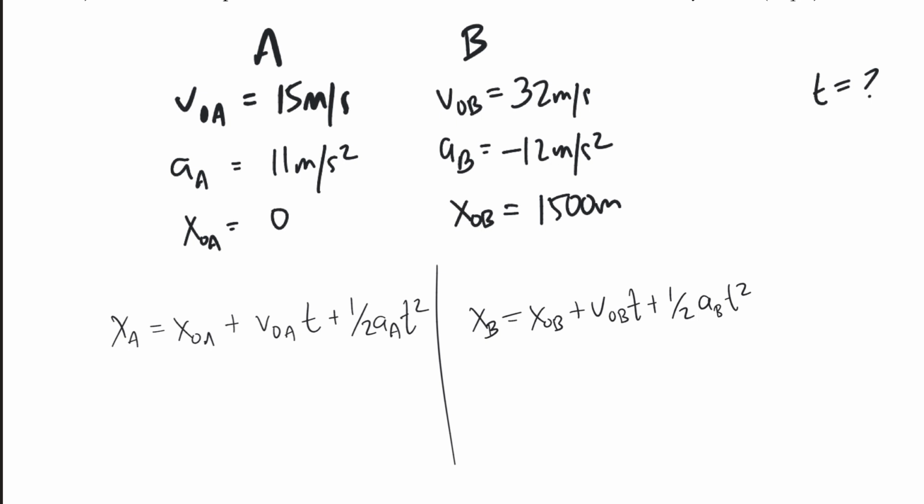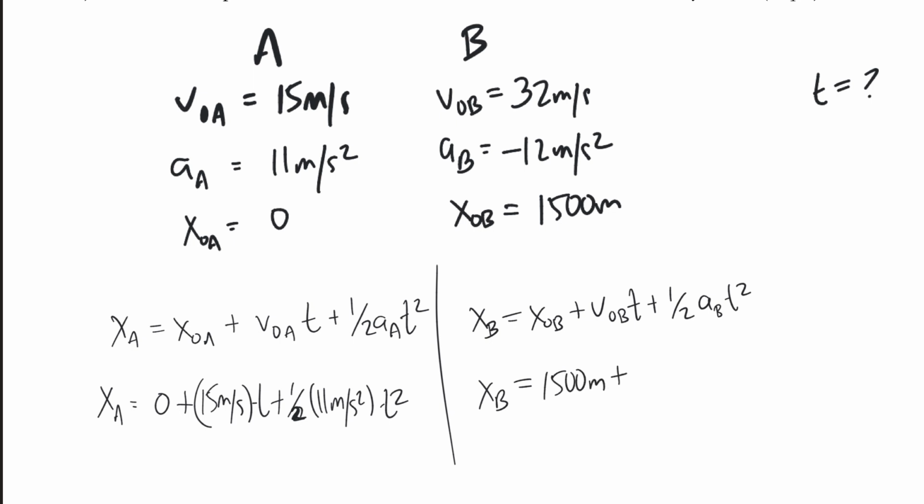So XA equals 0 plus 15 meters per second times T plus 1/2 times that acceleration, 11 meters per second squared, T squared, and XB equals 1,500 meters plus V naught B, which is 32 meters per second, times T plus 1/2 times negative 12 meters per second squared. Oh, I forgot time. Sorry. That's exactly the sort of error that some of you did. Not a huge loss for little careless errors like that.